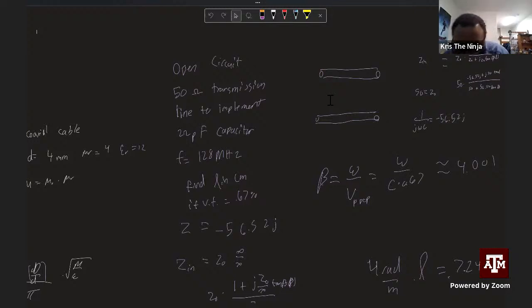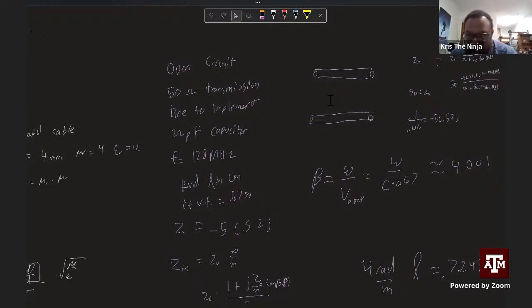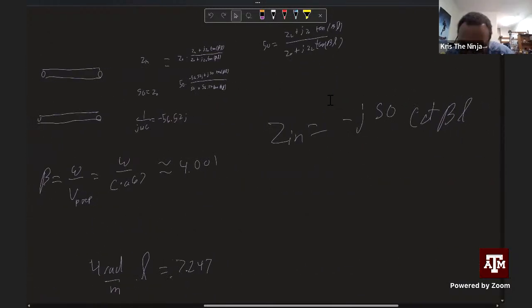You multiply both sides, and then that gives you 50 times 50 plus j tan beta L equals Z2 plus j 50 tan beta L.